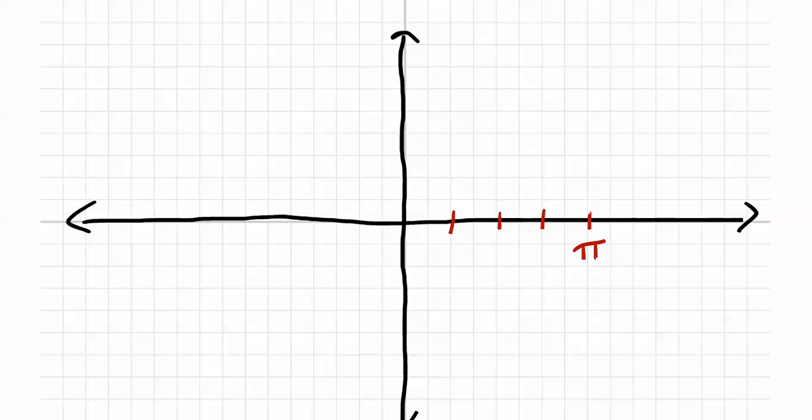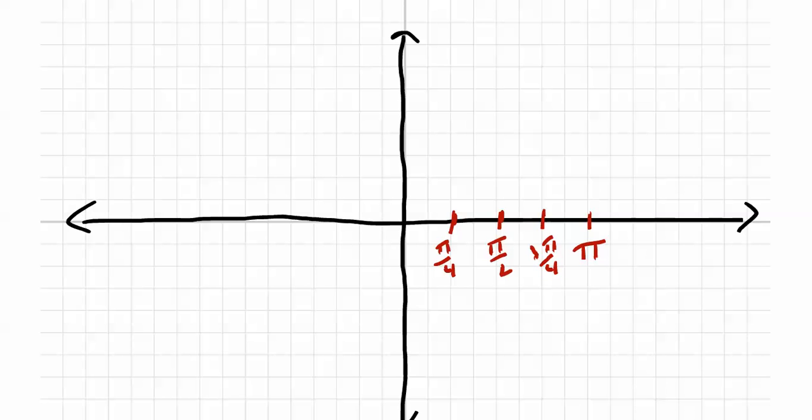Now, what are the rest of the tick marks worth? Well, halfway between 0 and pi is pi over 2. Halfway between pi over 2 and 0 is pi over 4. So each one must be worth pi over 4. So this is 1 pi over 4, this is 2 pi over 4, this is 3 pi over 4, and the last one would be 4 pi over 4, but that simplifies to pi.